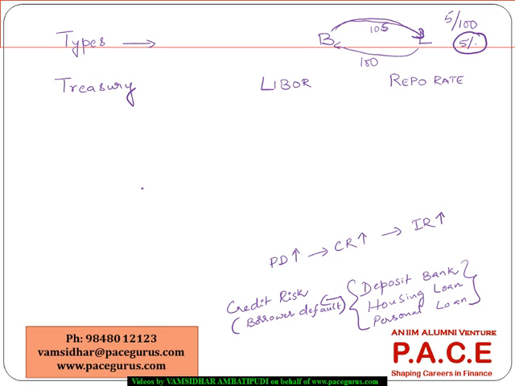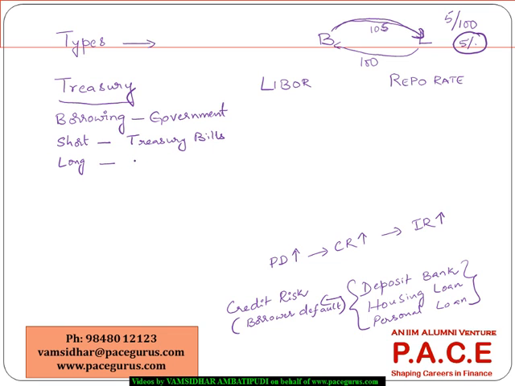Now, the first kind of interest rate which we need to be comfortable with is the treasury rate. Generally, it is the borrowing done by the government. The government borrows on a short term for 3 months, 6 months, 1 year by issuing what are called treasury bills, or sometimes it could borrow in the long term, for longer periods, by issuing what are called treasury bonds.